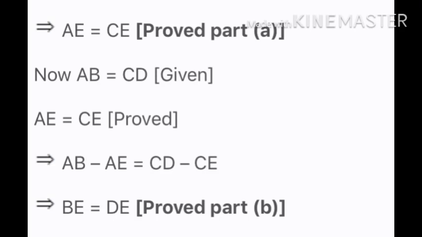Proved. Part A. Now AB is equal to CD is given. AE is equal to CE is proved above. So subtract: AB minus AE is equal to CD minus CE. Therefore, BE is equal to DE. Proved. Part B.